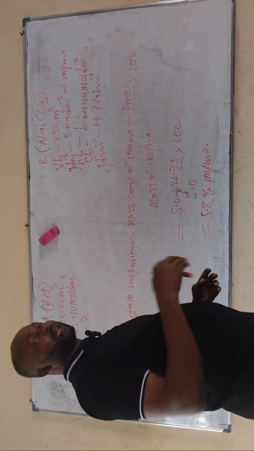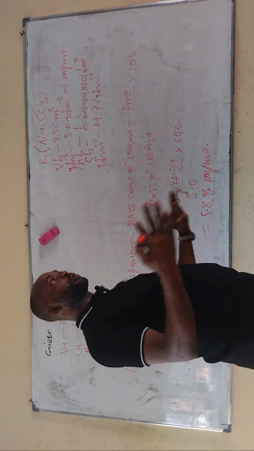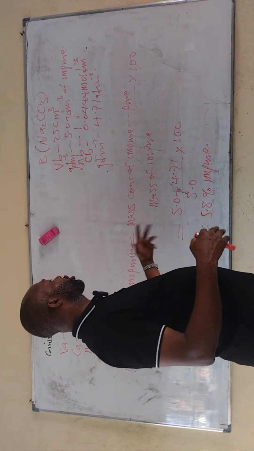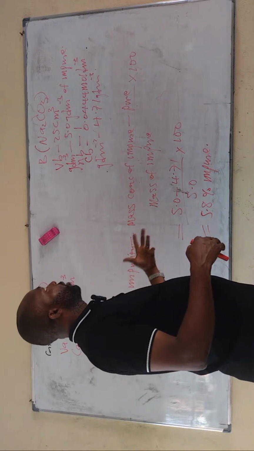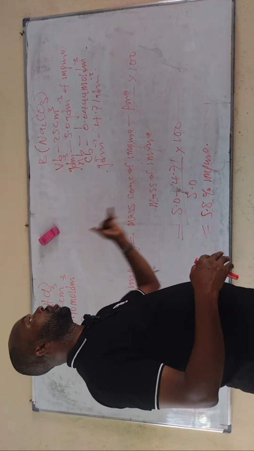Now, let me call this an assignment. We know the principles by which we normally get our percentage purity and impurity. So I would like you to try using the other method, which is percentage purity equals pure over impure.